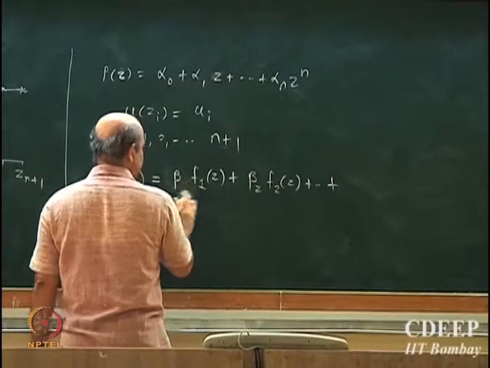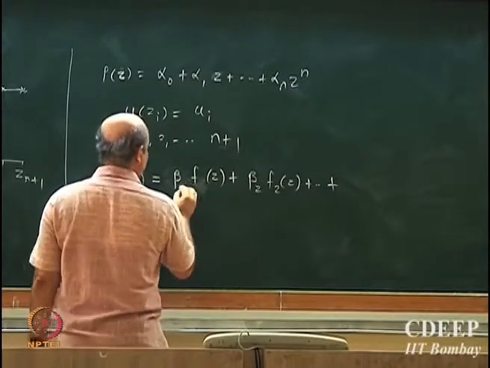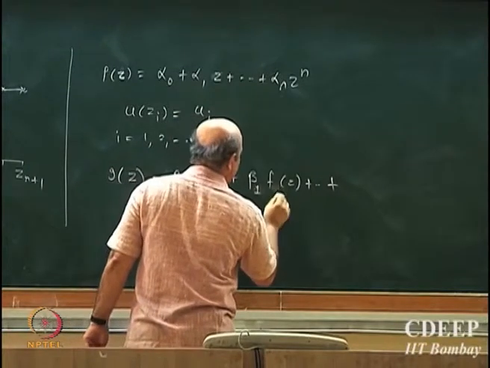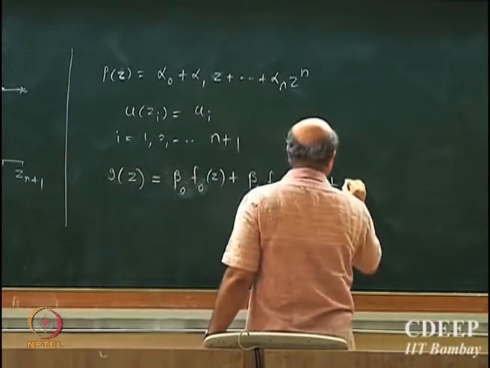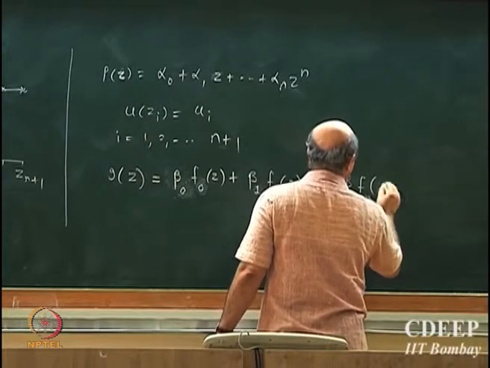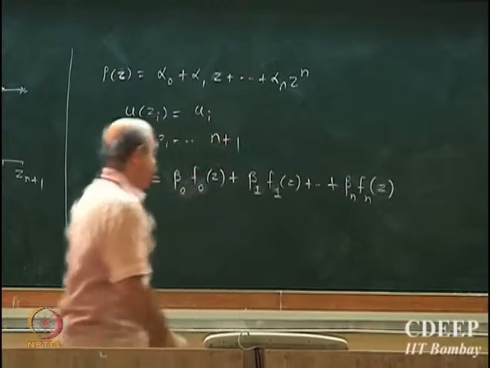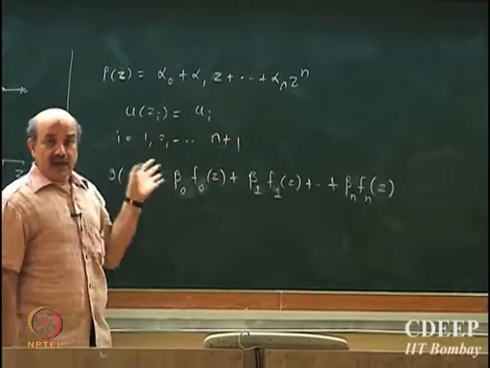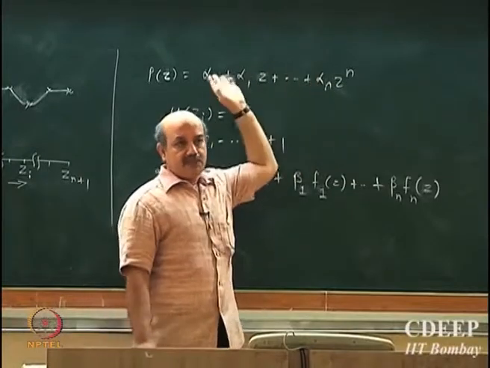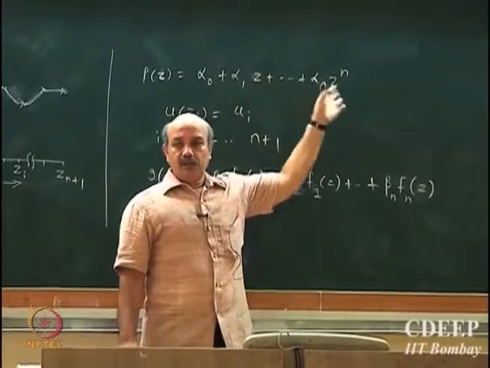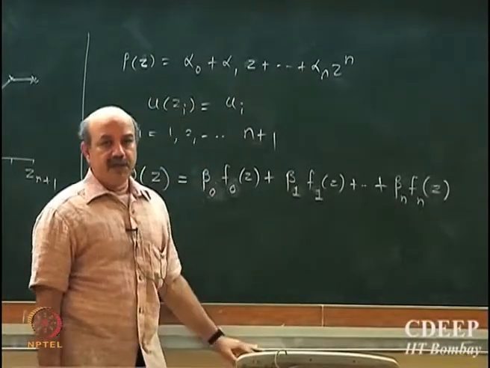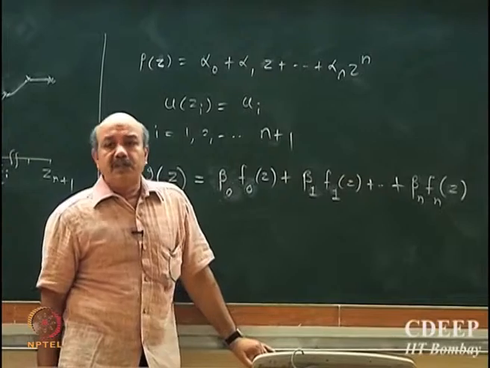Let's keep the notation similar. So let's call this beta 0 f0, beta 1 f1, up to beta n, in general. I need not represent this polynomial using simple polynomial functions. I could have more complex functions appearing here. So this is called function interpolation.